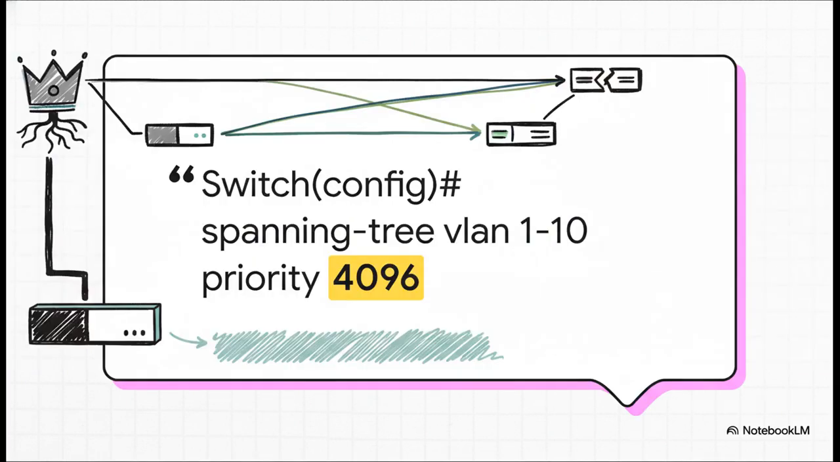Choosing your root bridge is actually really easy. You just go into your main switch and set its priority value to be crazy low. Remember, lowest number wins the election. So with this command, we're basically shouting, hey everyone, for VLANs 1 through 10, this switch is the boss. Then you'd go to your backup core switch and give it a slightly higher priority, making it the vice president, ready to take over if needed.